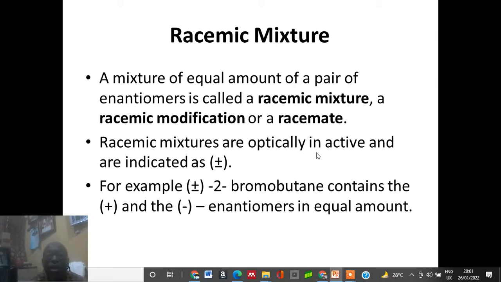Racemic mixtures are optically inactive and are indicated by a plus-minus sign. Wherever you see this type of sign in front of a compound, you know that definitely you have a racemic mixture. An example here is plus-minus 2-bromobutane, which contains plus and minus enantiomers in equal amounts. In other words, 50-50 amounts.